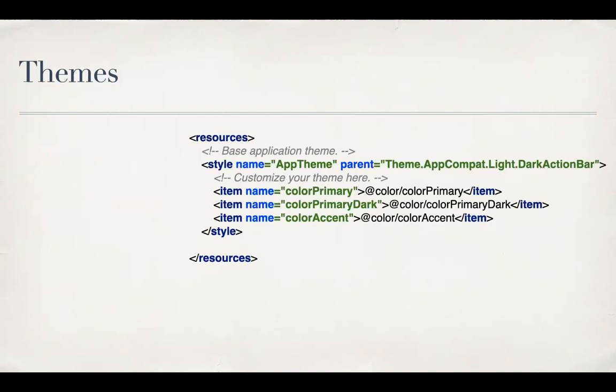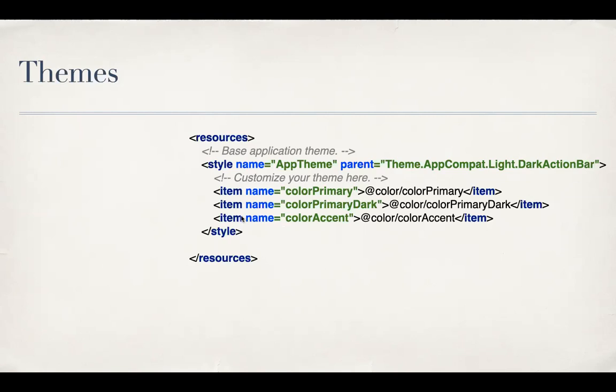So if you open the styles.xml under resources, this is what it will look like. This file defines the theme for your app, for the entire app, that is all the activities. You can specify activity-specific themes separately, but what you define here will be applicable to the entire app.